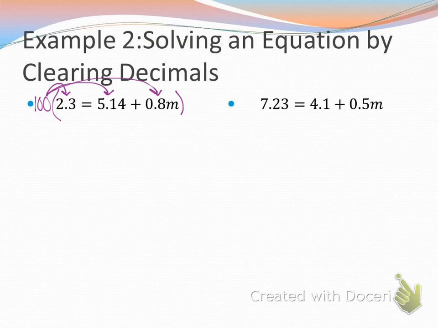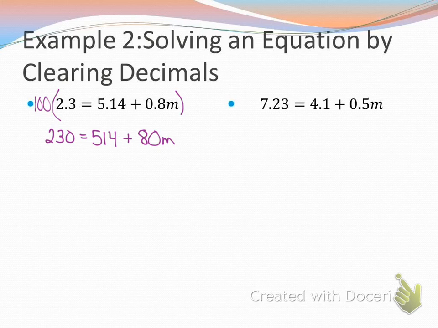Do you see that? Distributive property. And what I'm essentially doing is I'm moving my decimal to the right how many places? 2. You paying attention? I'm moving it 2. So 2.3 becomes 230. 5 and 14 hundredths becomes 514. 8 tenths m becomes 80m. Do you see that? So I cleared my decimals. And now I can solve this like a regular two-step equation. Go ahead and write up to that point.